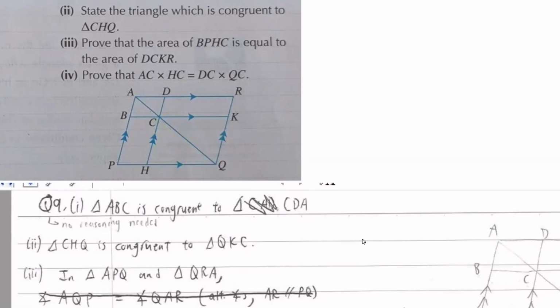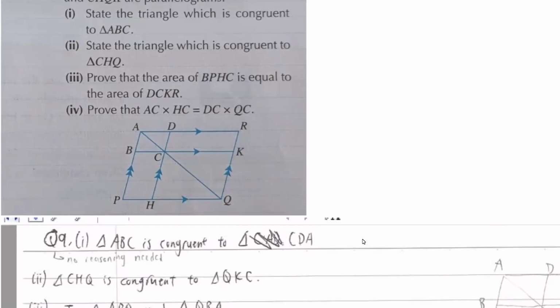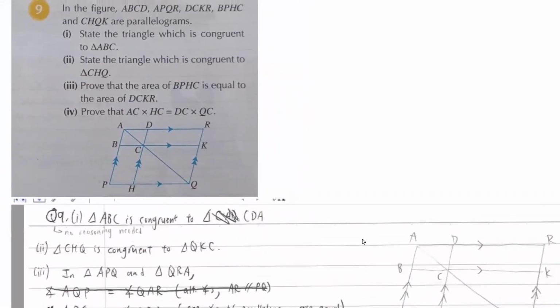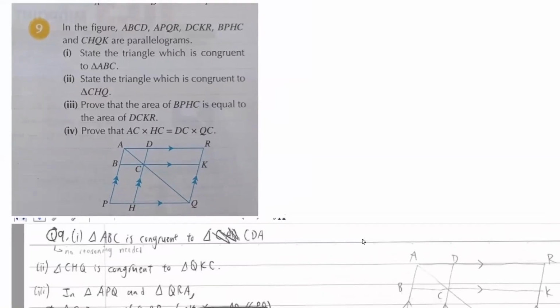Part 2, okay. But then part 3. Now you don't need to prove for part 1 and part 2, just state. Then for part 3, prove that the area of BPHC is equal to the area of DCQR.